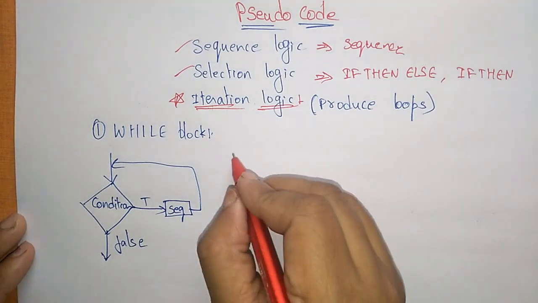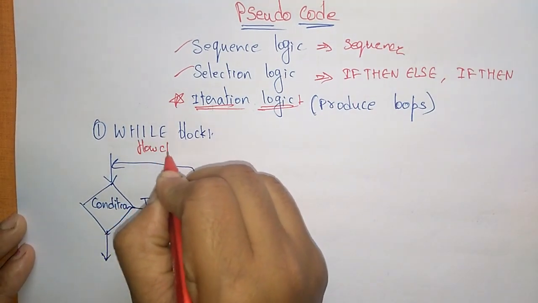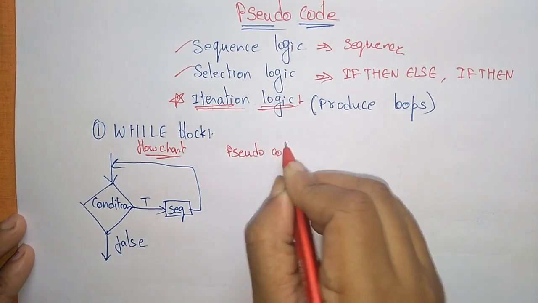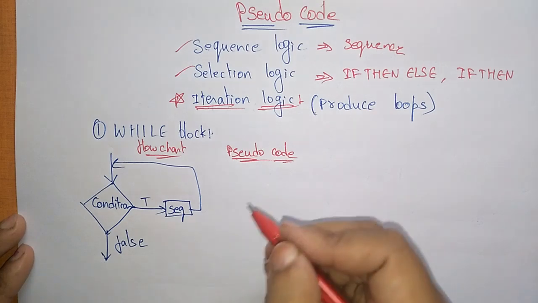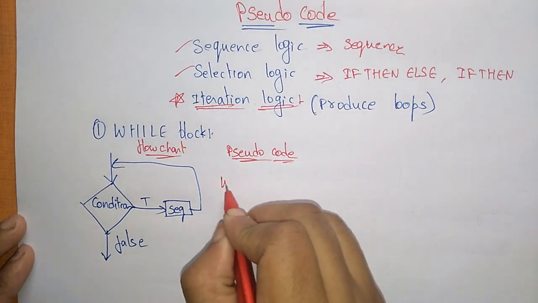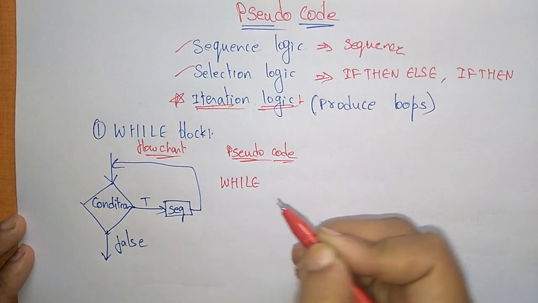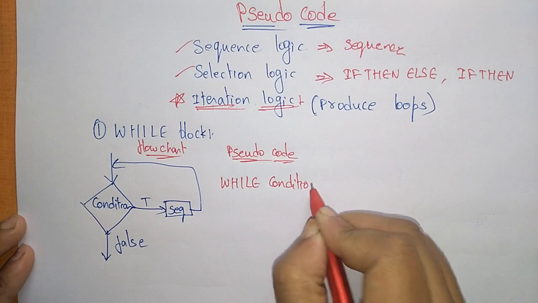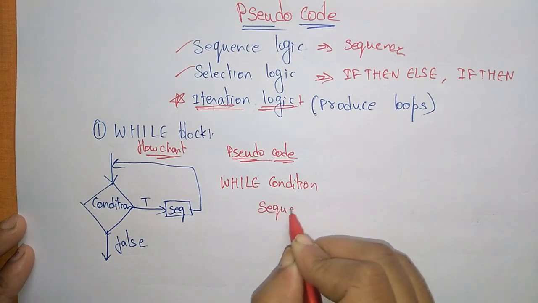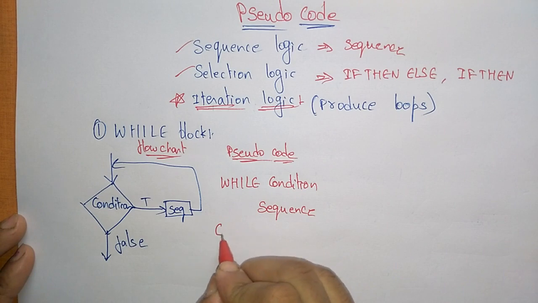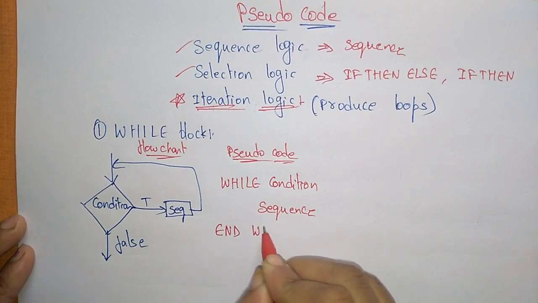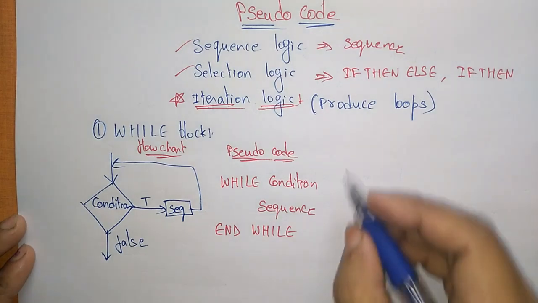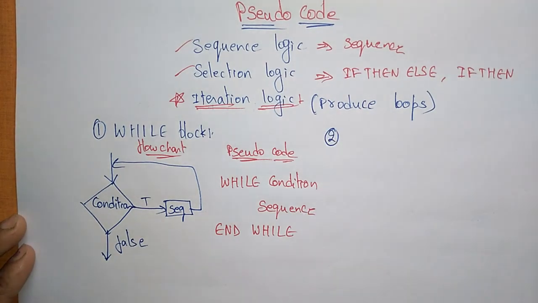Now let us see the pseudocode, how we write this flowchart in the form of pseudocode. I said the keyword should be written in capital letters. WHILE condition. If the condition is true, the sequence is executed, and then ENDWHILE. So this is one of the iteration logics, and let us see the next one.